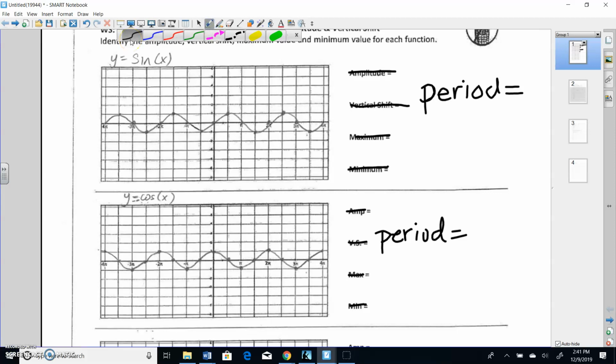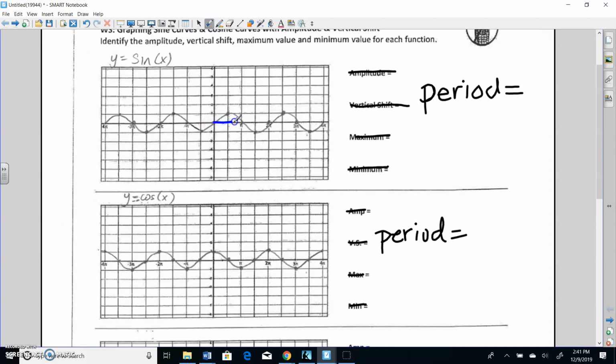Okay, so the sine and cosine function are both periodic functions. That means they repeat. So to define or find the period, we're trying to see along the x-axis how long it takes before it starts to repeat. Repeating means you could trace it and then slide it and it'll fit exactly on. So how far along on the x-axis before we repeat?